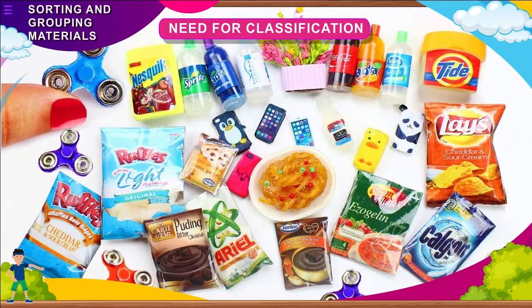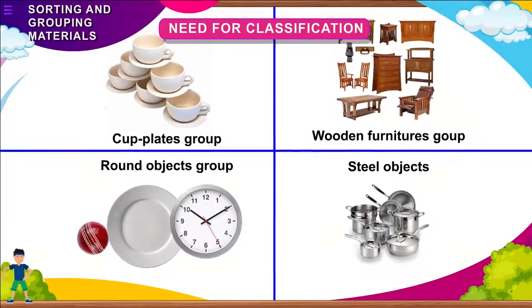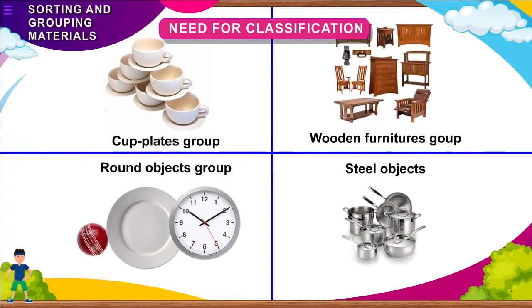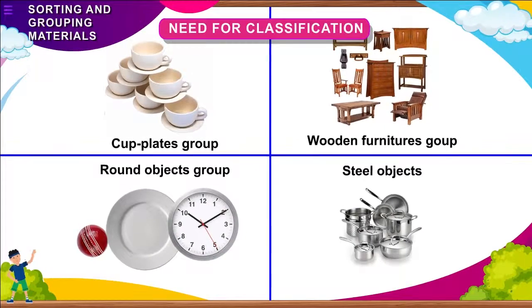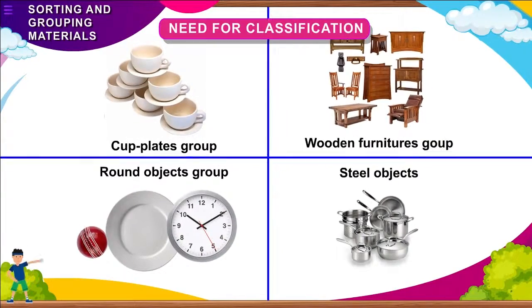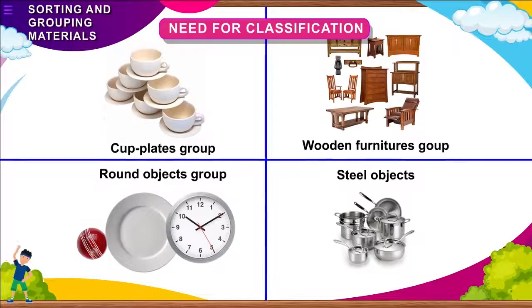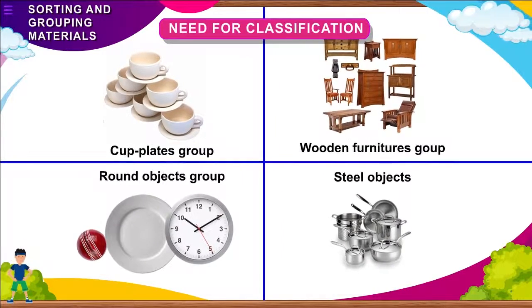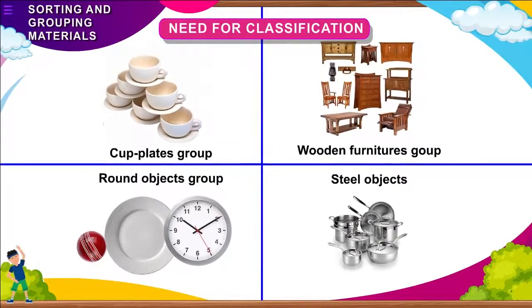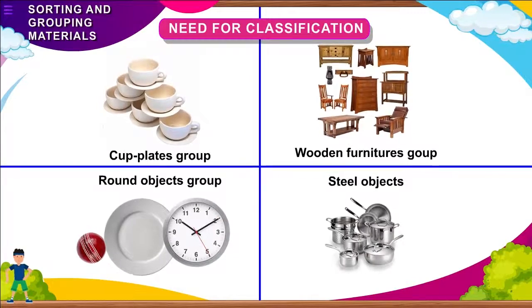Need for classification. Classification of objects is necessary because it makes it convenient to locate objects. It makes it easier to study the properties of objects and observe any pattern in these properties. If we know the property of one member of the group, it can give an idea about the properties of other members of the same group.